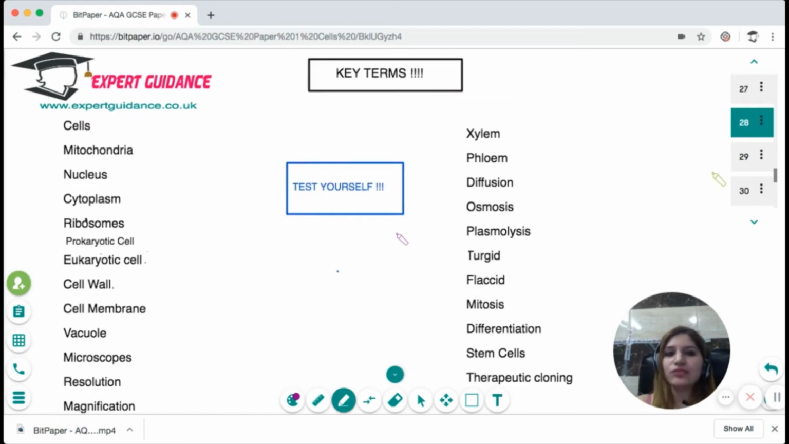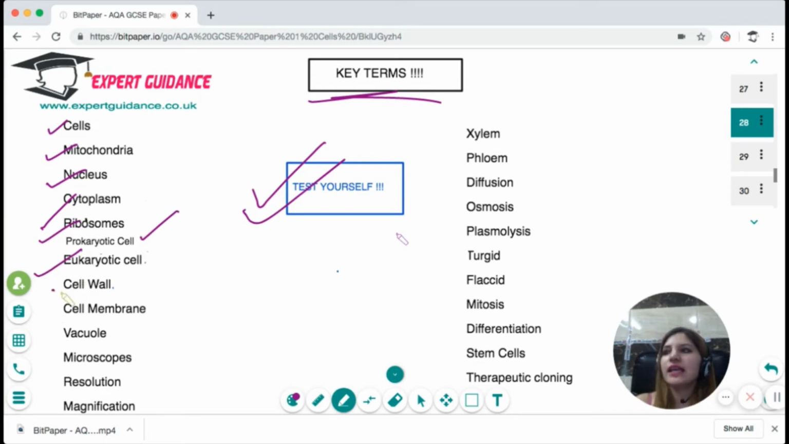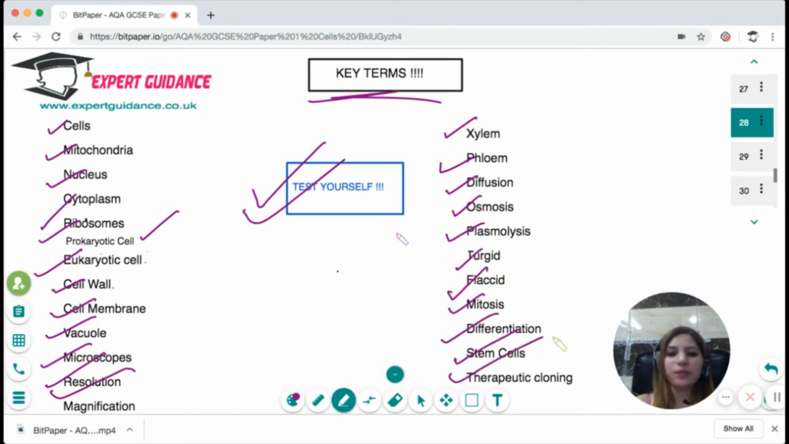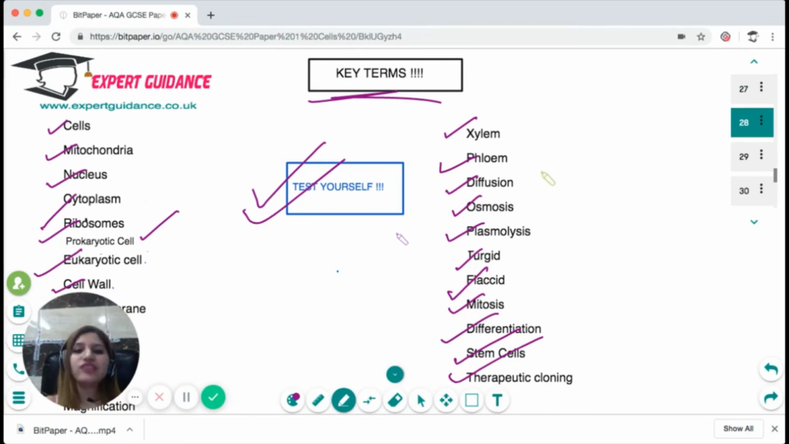Now it's time to test yourself by seeing if you know these key terms. So what are cells? Mitochondria, nucleus, cytoplasm, ribosome, prokaryotic, eukaryotic cell, cell wall, cell membrane, vacuole, microscopes, resolution, magnification, xylem, phloem, diffusion, osmosis, plasmolysis, turgid, flaccid, mitosis, differentiation, stem cell, therapeutic cloning. If you are still not clear with these terms, I would recommend you go back, watch the videos, and then try these key terms. So now you can pause the video and have a go at these key terms.